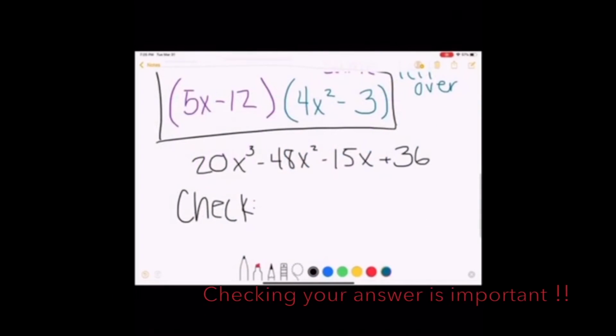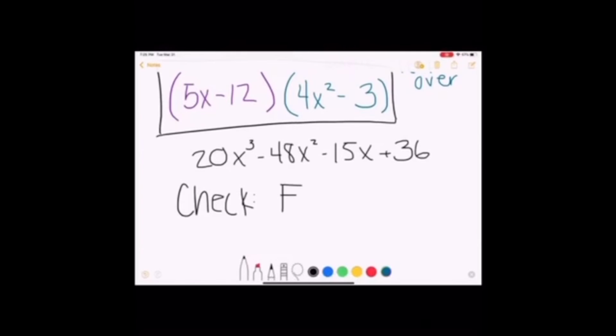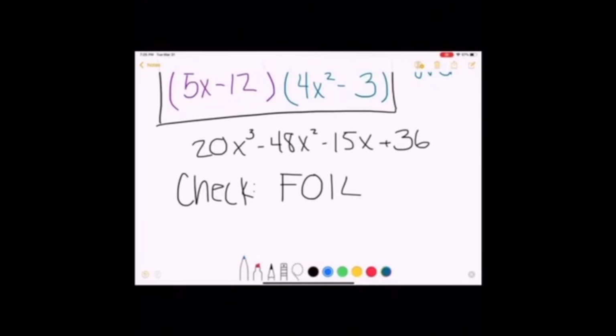Now we need to check and see if we have factored our equation properly. A great way to do this is by using a method called the FOIL method. The FOIL method stands for first, outer, inner, last. This is the order in which we'll multiply the terms. So we're going to start with the first two terms of each parentheses. This would be 5x times 4x squared. This is going to give us 20x cubed.